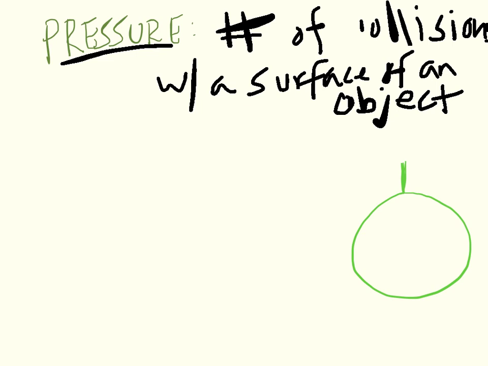And this surface can be anything. It can be a table, it can be a balloon, it can be a water bottle, it can be your hand, it could be the pen or the pencil in your hand. But if we measure the number of collisions with a surface, what we are really measuring is the pressure. So we're not going to get into quantitative, numeric ways to measure the pressure. We're going to speak more qualitatively.